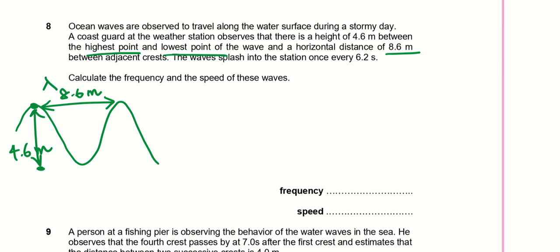Now the waves splash into the ocean once every 6.2 seconds. So every 6.2 seconds, there's one wave. With that, I can say that this is the period. So calculate the frequency. Frequency is actually 1 over period.